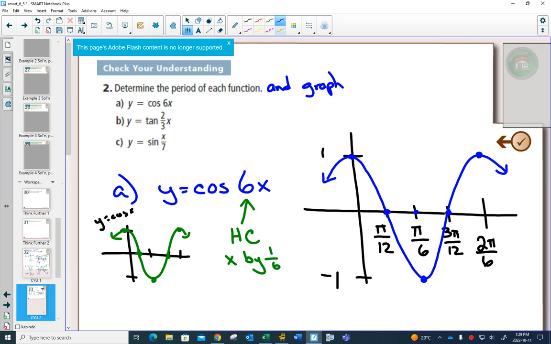And the period is this length from here to here, how long it takes to repeat itself. It would be 2 pi over 6 or pi over 3. Because the period was normally 2 pi, and we've had a compression by 1/6. So now we have a period of 2 pi over 6.